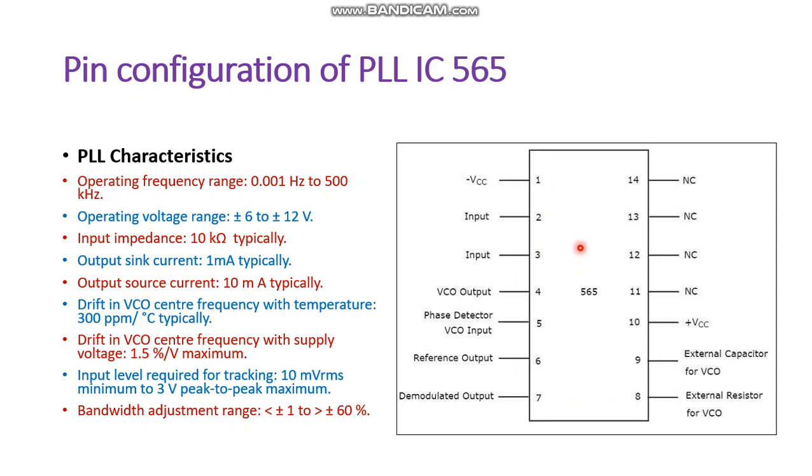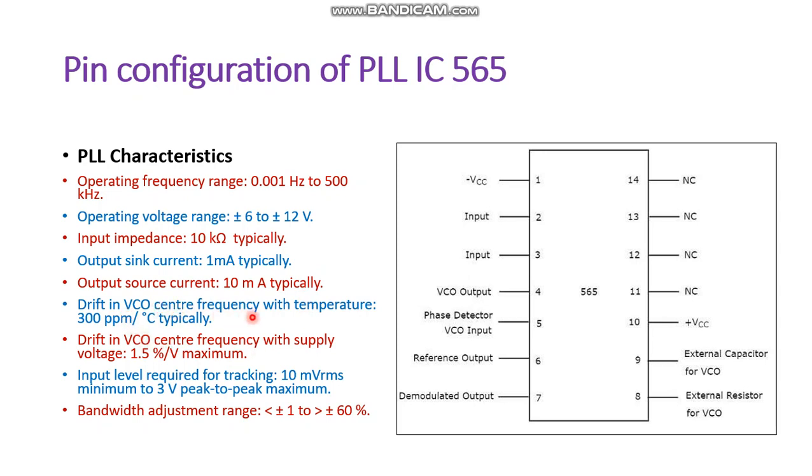Now some of the electrical characteristics of PLL IC 565 are: the operating frequency range is from 0.001 Hertz to 500 kilohertz, so it is able to lock very low frequencies. The operating voltage range is plus minus 6 volt to plus minus 12 volt. Input impedance of the 565 is 10 kilo ohm typically. Output sink current is 1 milliampere typically. Output source current is 10 milliampere typically.